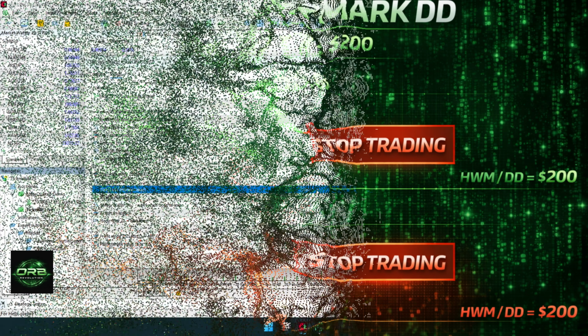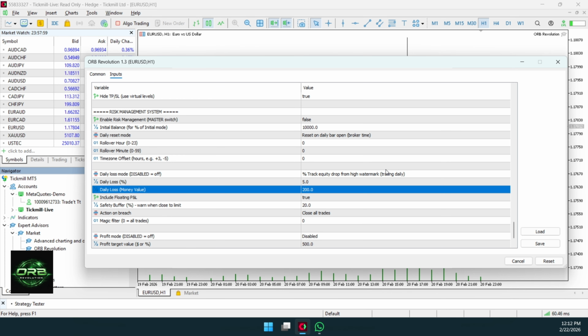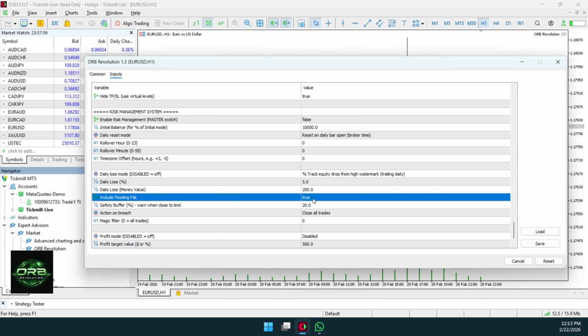So these daily loss limits are really designed for traders to help them preserve their account and their prop firm challenges, which is the most important thing about how this EA was designed. Safety buffer is really used during rollovers. So let me explain it a little bit in detail.